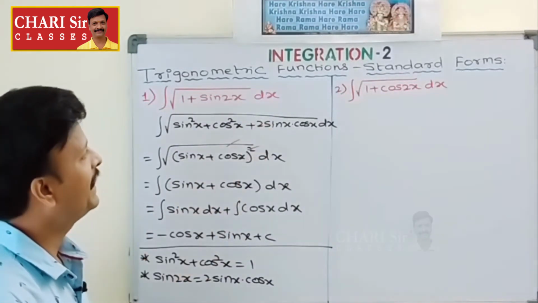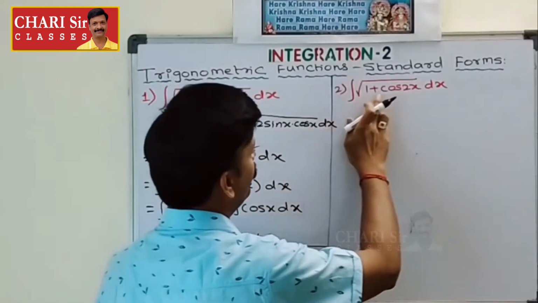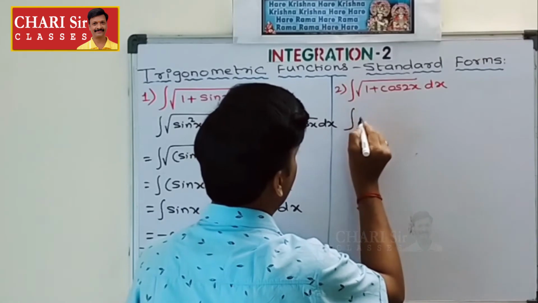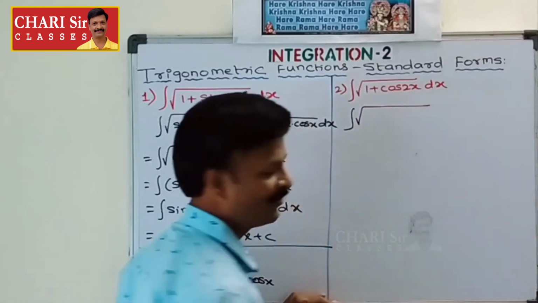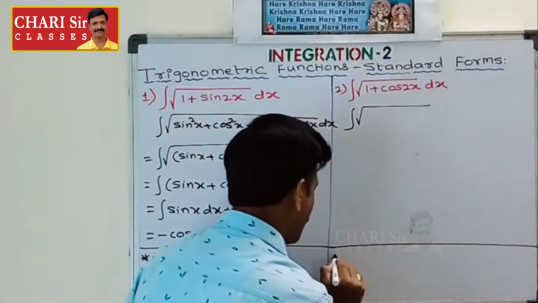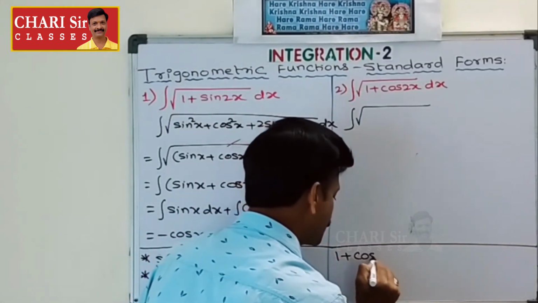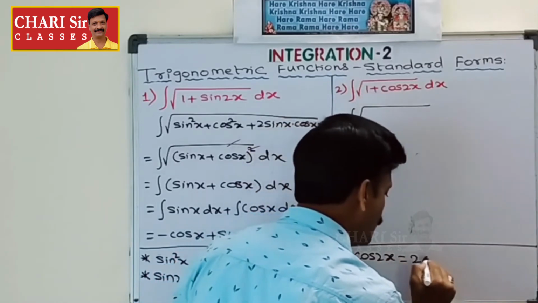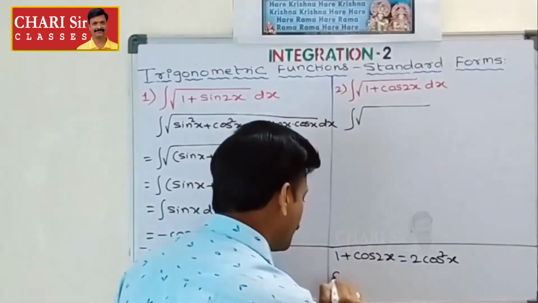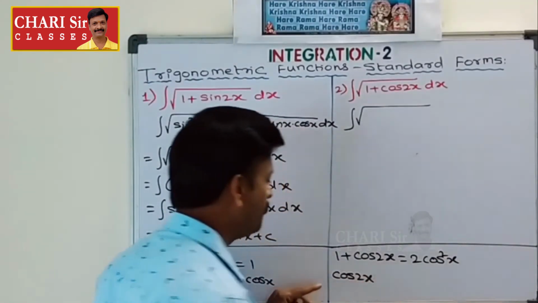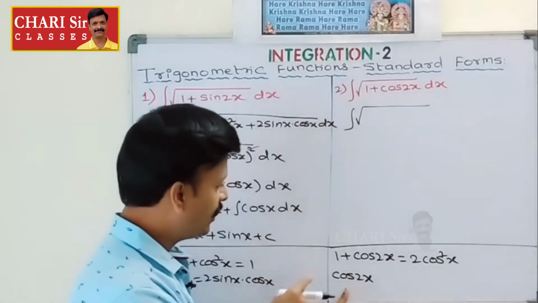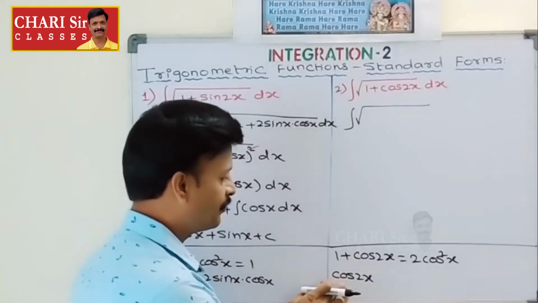Okay. Next, the second question, that is integration of root of 1 plus cos 2x dx. Here what we use? Root of 1 plus cos 2x, that is, 1 plus cos 2x is equal to 2 cos square x. This is derived from the cos 2x formula. It is very important. In first year also many times we used it in the trigonometry chapter, and here also we use it many times. This formula has to be very important.